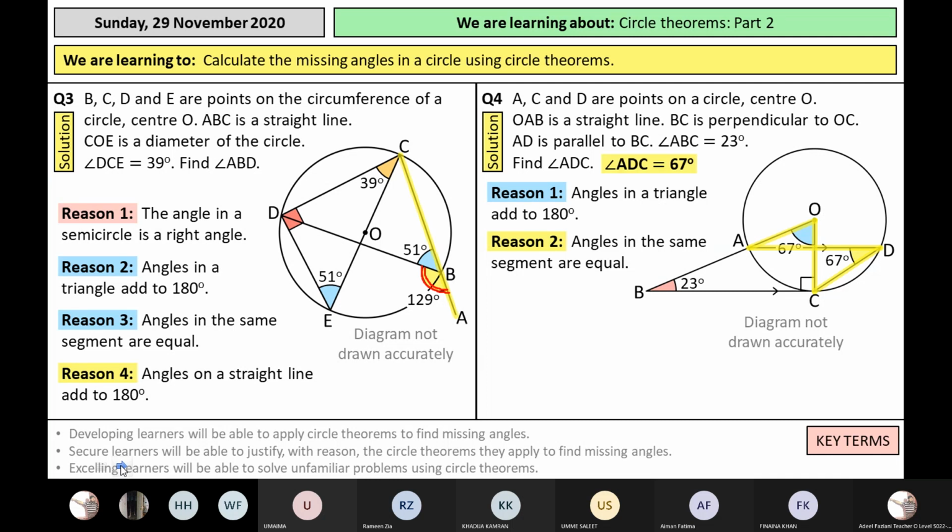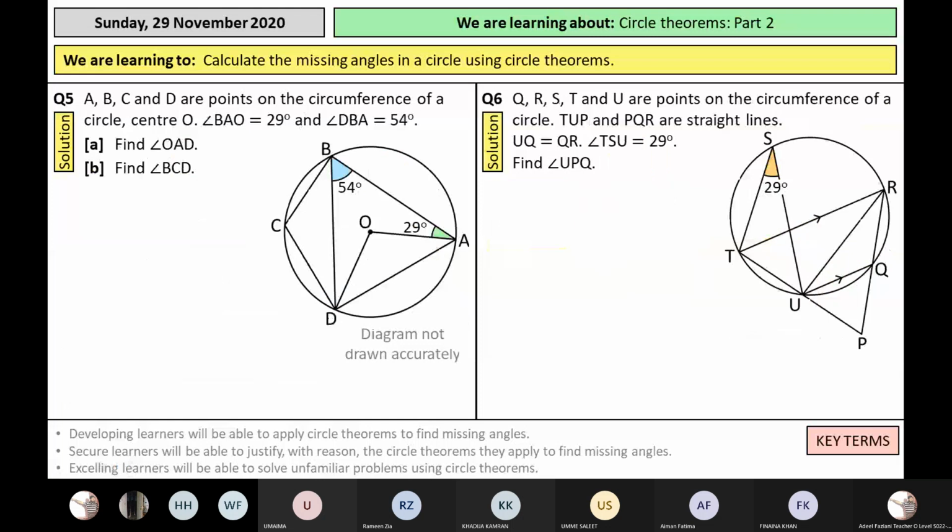Was it your answer, Miss Salit? Yes, sir. Excellent, Miss Salit. And those who have already done it are 100% correct. Okay, so now do questions 5 and 6 quickly.